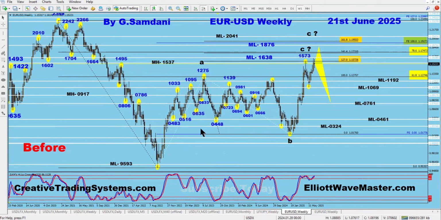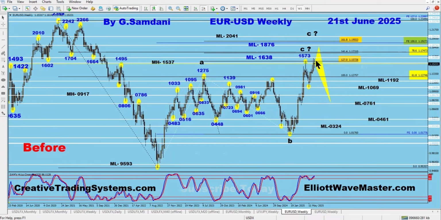Now the Fibonacci expansion tool, which is AB equal to CD, you see here, and that FE 100% is coming exactly around the 161 extension of this, right? So this is the area. If we go above 1638, then the first target, I would say most likely, is 78%, which is 1747, right? After that it can drop.